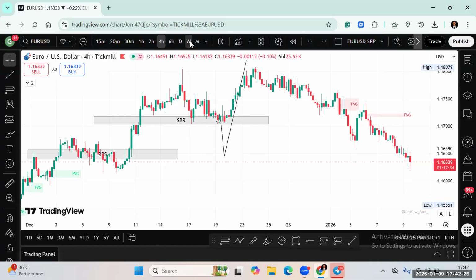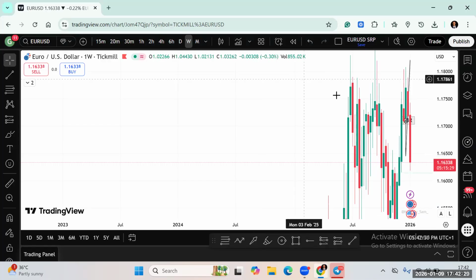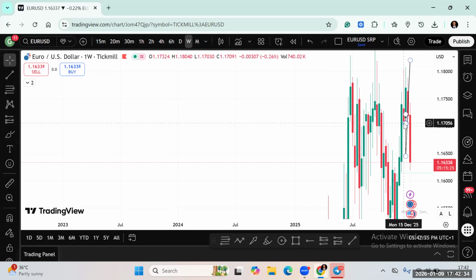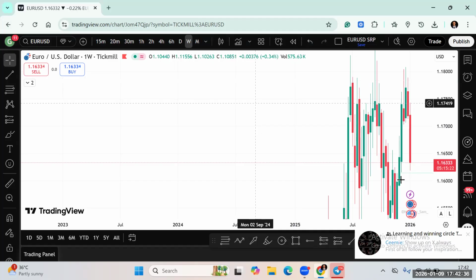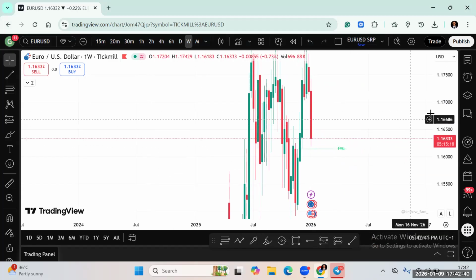Euro USD is doing something. So let me remove this. Something that many people don't even see. So my bias on Euro USD has changed. You don't have to marry a bias. You have to observe what the market is doing.